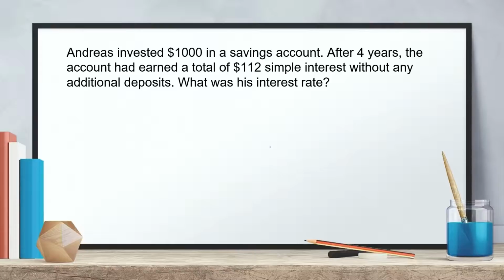Andreas invested $1,000 in a savings account. After 4 years, the account had earned a total of $112 simple interest. Without any additional deposit, what was his interest rate? Well, let's go through the parts we know. We know that interest equals principal times rate times time.